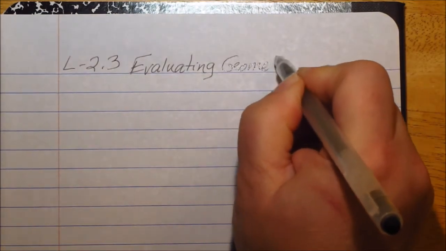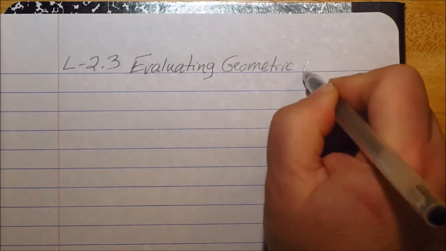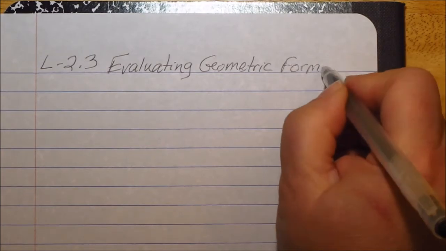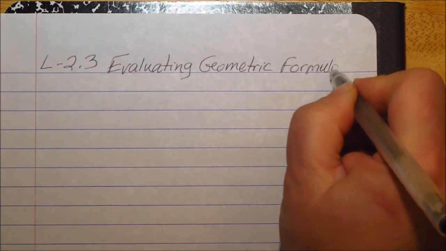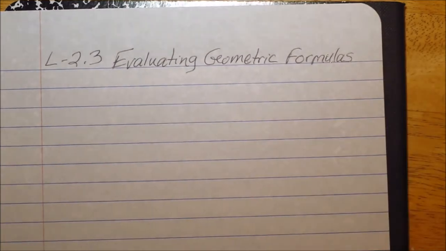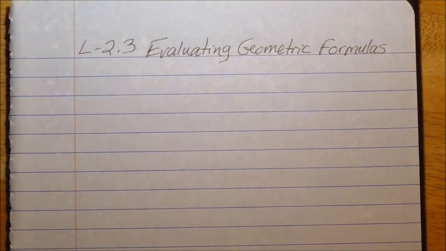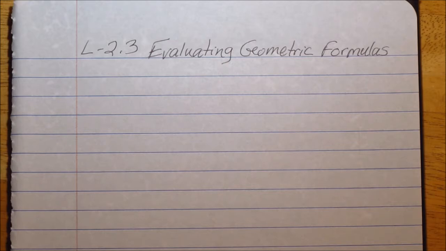geometric formulas. And geometric formulas are simply those formulas we use to find things like perimeter, area, and volume of different kinds of shapes. Okay, and now we'll just be using those kinds of formulas and evaluating them in the same process that we used in lesson 2.2. So if you're not sure what I mean when I say evaluating, you should go back and look at 2.2. That'll be important for this lesson.